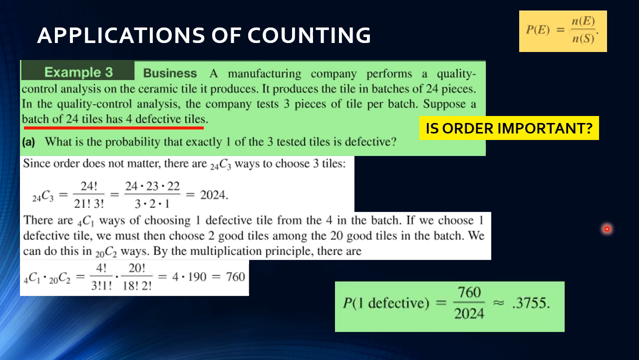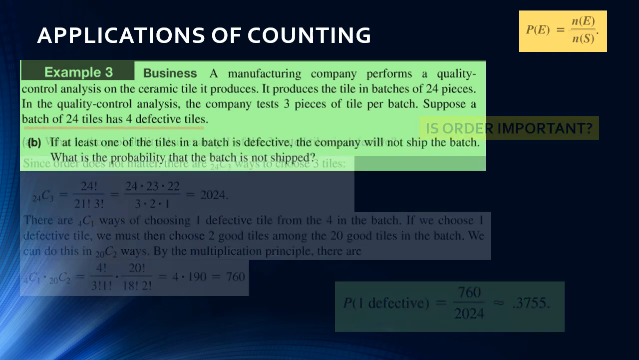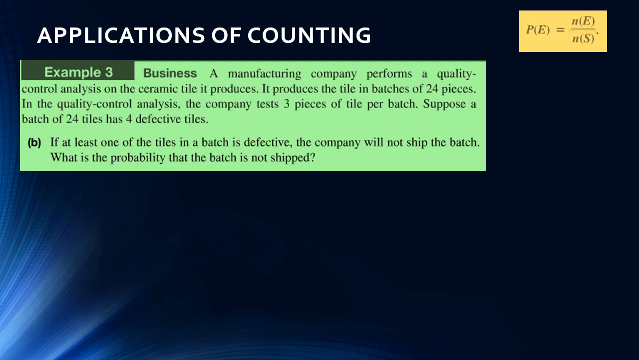760 different ways to pick a batch with exactly one defective tile. And so our probability of this specific event, which is exactly one defective tile, is simply this divided by the sample space. And we get an answer of a probability of approximately 0.3755. Let's continue on with the same problem with a different question.